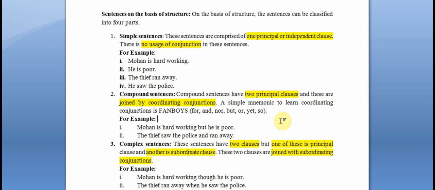Third, we have complex sentences. These sentences are also comprised of 2 different clauses, but one of these is the principal clause and the second is the subordinate clause. These 2 clauses are joined with subordinating conjunctions. The subordinate clause always rests upon the main clause to complete its meaning.